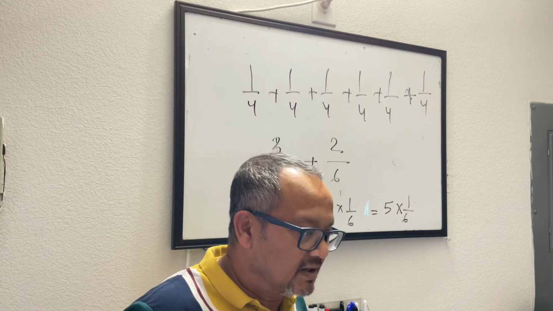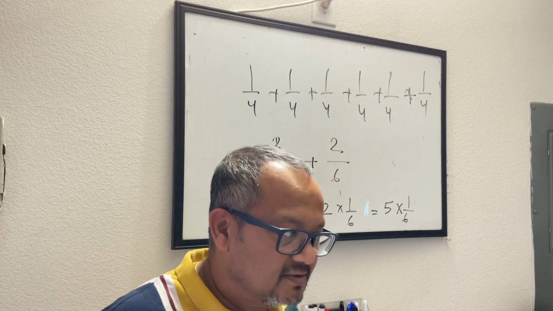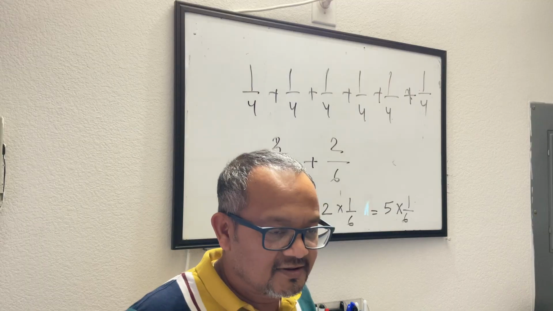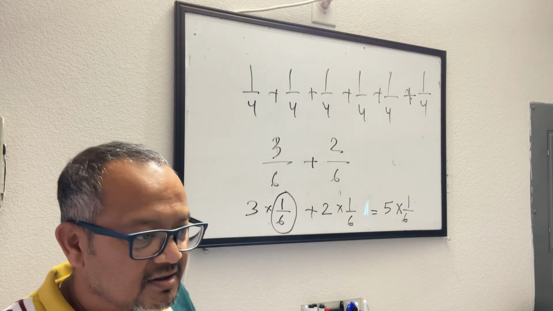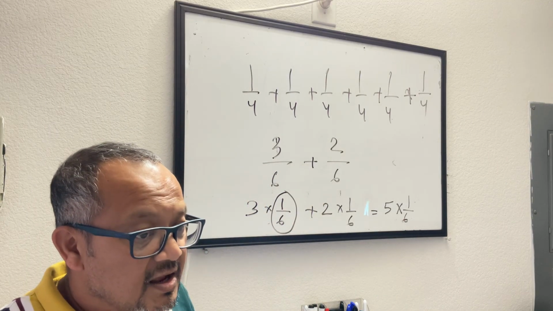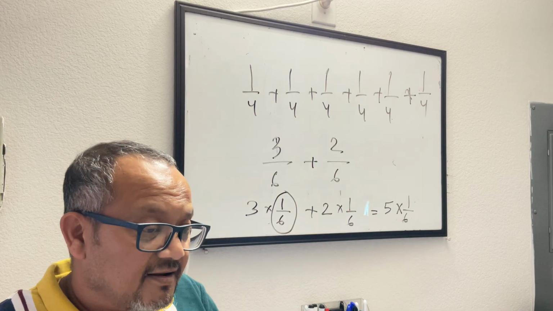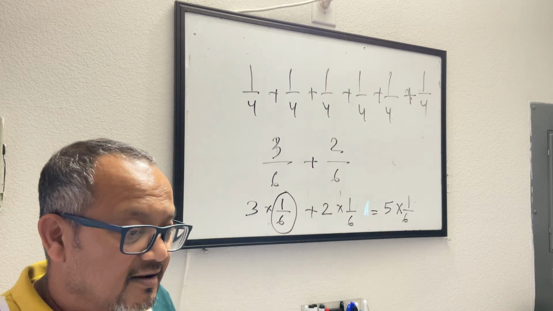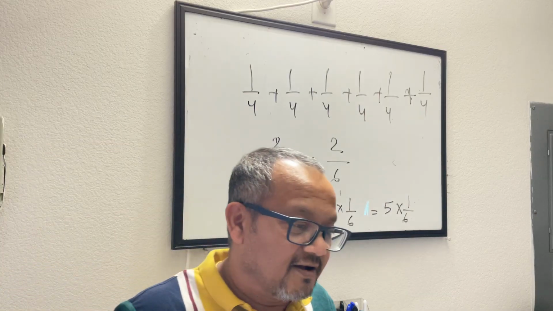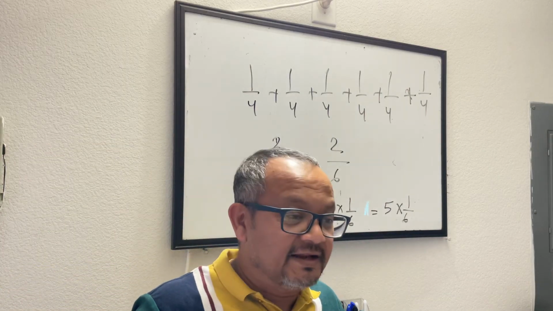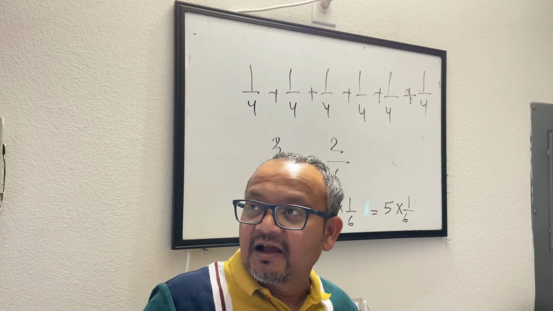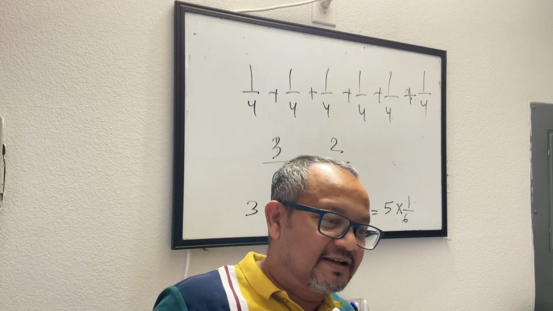Yes, sir. Everybody? What you basically did, you added 3 plus 2, then you got 5, then instead of putting the 3 by 6, you put 1 by 6, and then you got 5 times 1 by 6. Okay. Now I did not apply any intelligence. I'll tell you why.